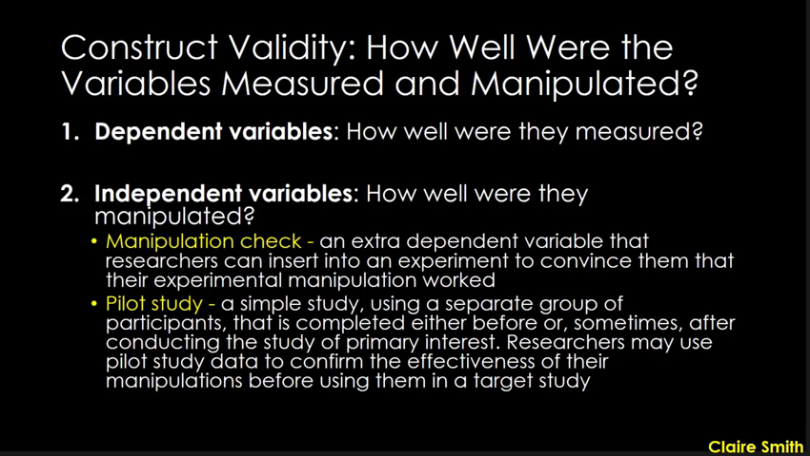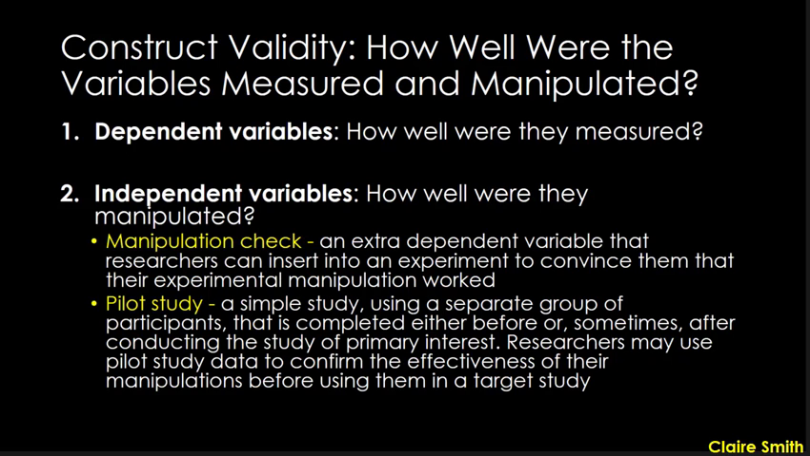Construct validity. Since we have a dependent and independent variable, we need to look not only at how well the dependent variables were measured, but how well the independent variables were manipulated, right? There's a thing called a manipulation check, which is a way for researchers to gauge how well their independent variable has been manipulated.